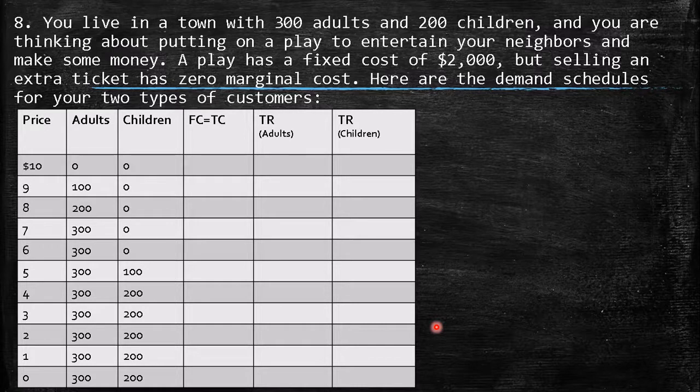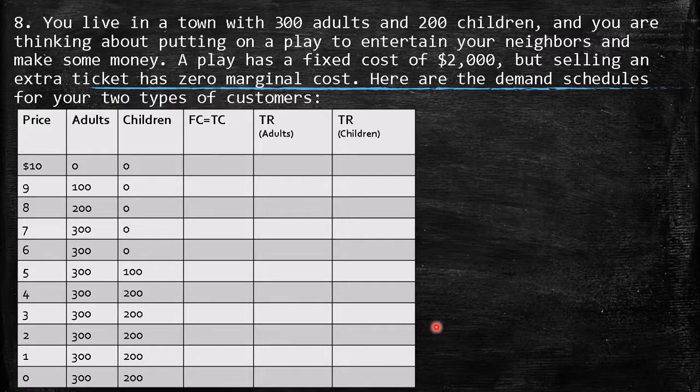A play has a fixed cost of $2,000, but selling an extra ticket has zero marginal cost. So it means that it doesn't matter to sell another one. There are no additional costs for printing, for anything associated. So there is no variable cost attached to this play.